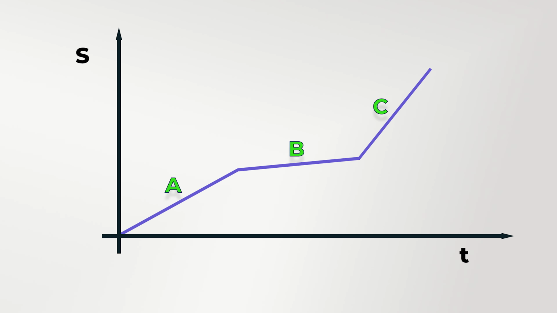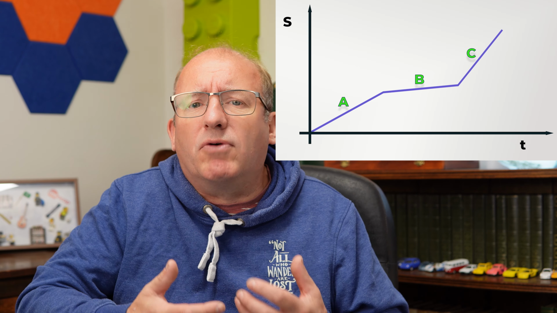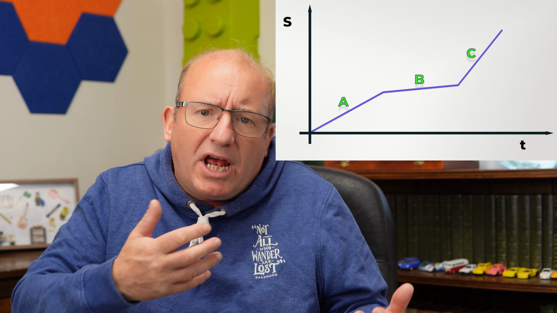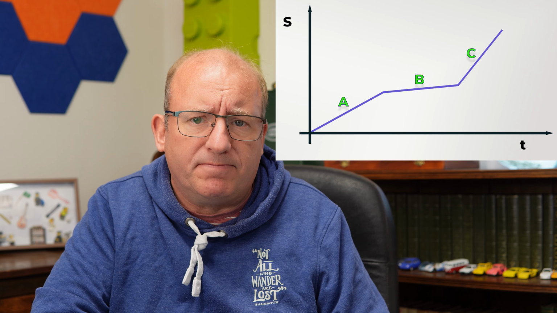Take a look at this graph. During which section of the graph is the object travelling fastest? Is it A, B or C? And during which section is it travelling the slowest? C has the steepest gradient, so this is where the object is travelling the fastest. B has the shallowest gradient, so this is where the object is travelling the slowest.